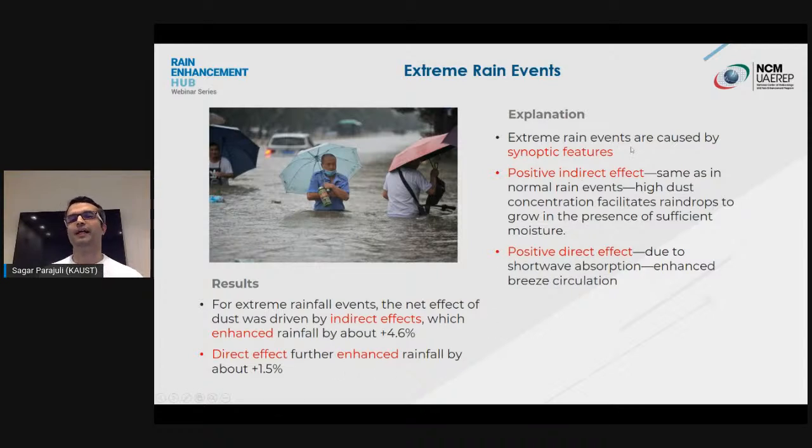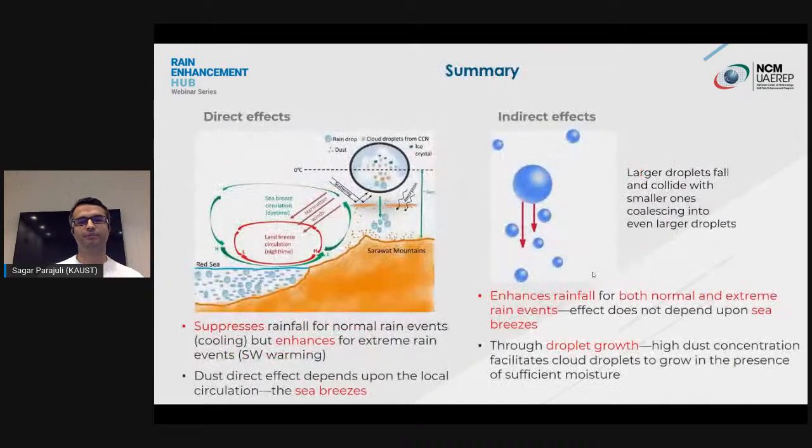And the reason is extreme rain events are caused by synoptic features, and the positive indirect effect is the same as in normal rain events. High dust concentration facilitates raindrops to grow, and the positive direct effect is because of the shortwave absorption. So we have a lot of dust that is well mixed in the atmosphere, and it causes shortwave absorption, and that actually enhances breeze circulation.